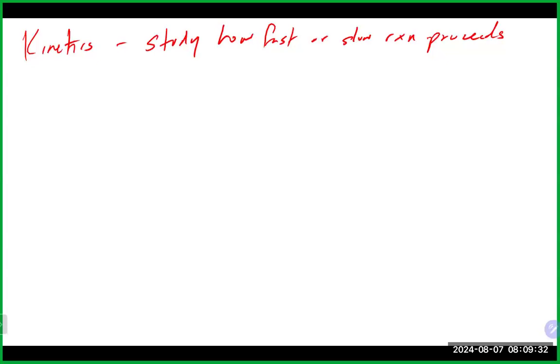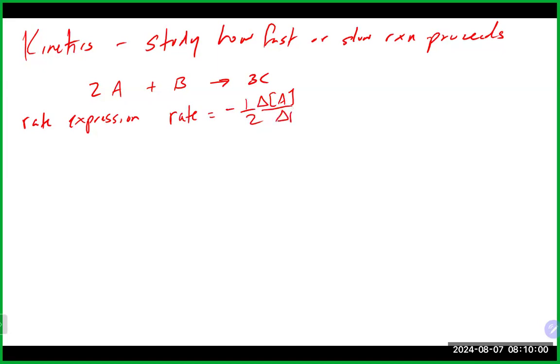And we talked about a couple of things. Specifically, we talked about what's sometimes referred to as the rate expression. And the rate expression really allows you to relate everybody in the reaction in terms of how they're changing with time. So for example, here we could say that the rate is equal to minus 1/2 the change in the concentration of A over the change in time.